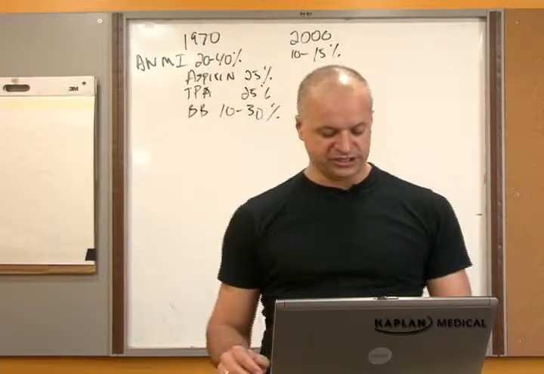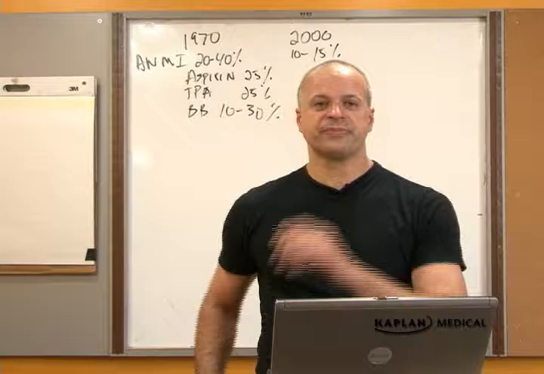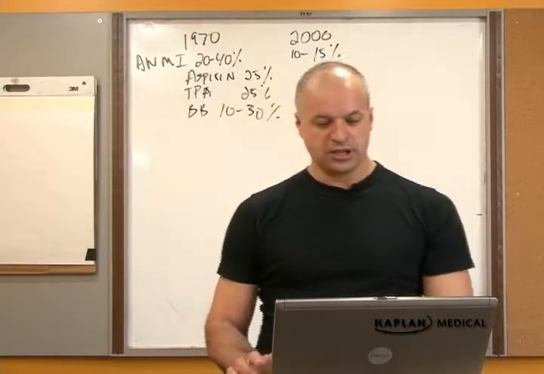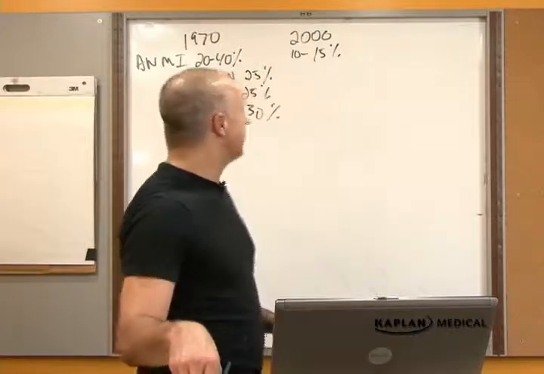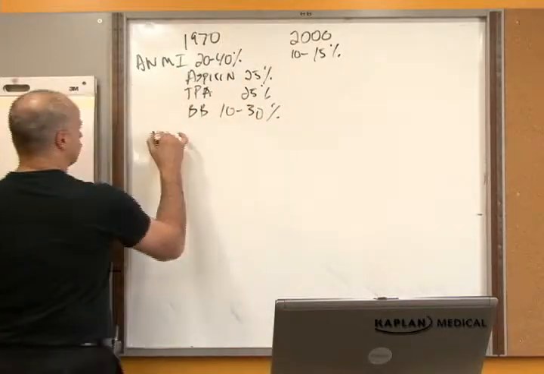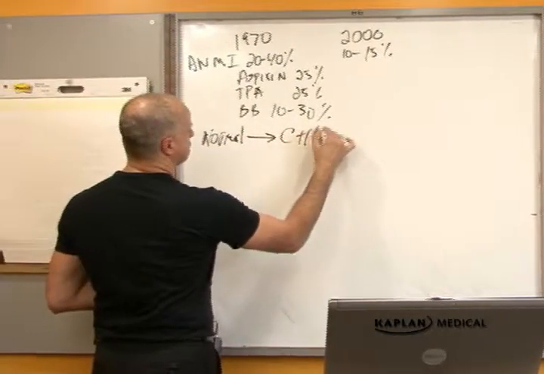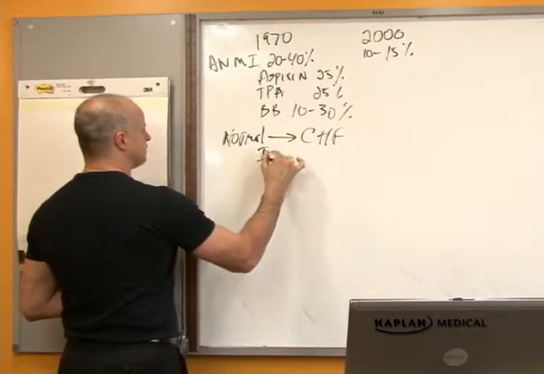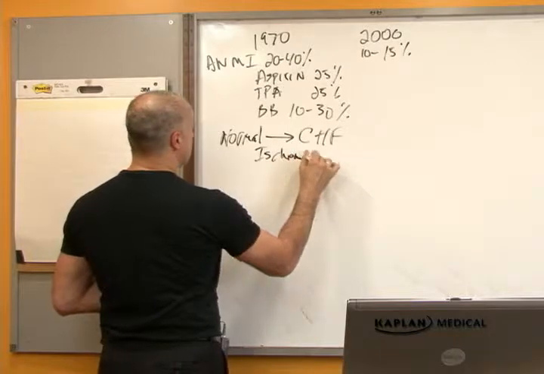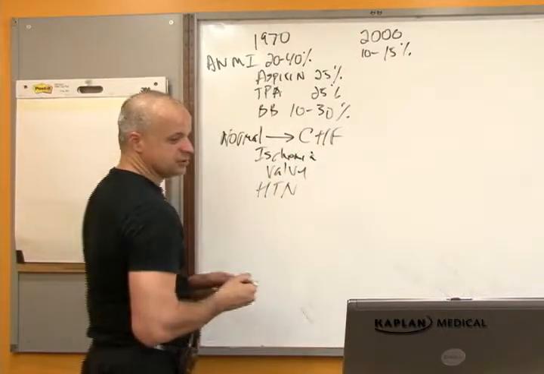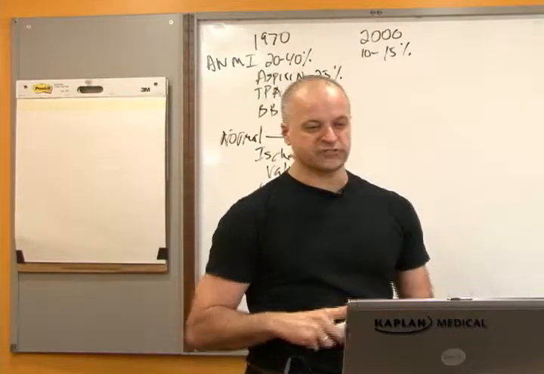Now, the most common reason to develop congestive heart failure after you have a normal heart is ischemia. How do we go from a normal heart to a congestive heart failure heart? The answer is coronary disease, ischemia, valve lesions, hypertensive cardiomyopathy. That's dilated cardiomyopathy.